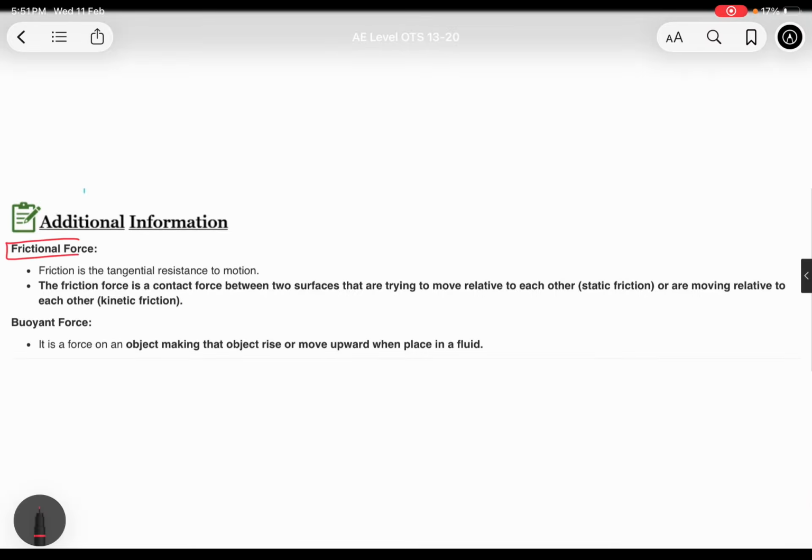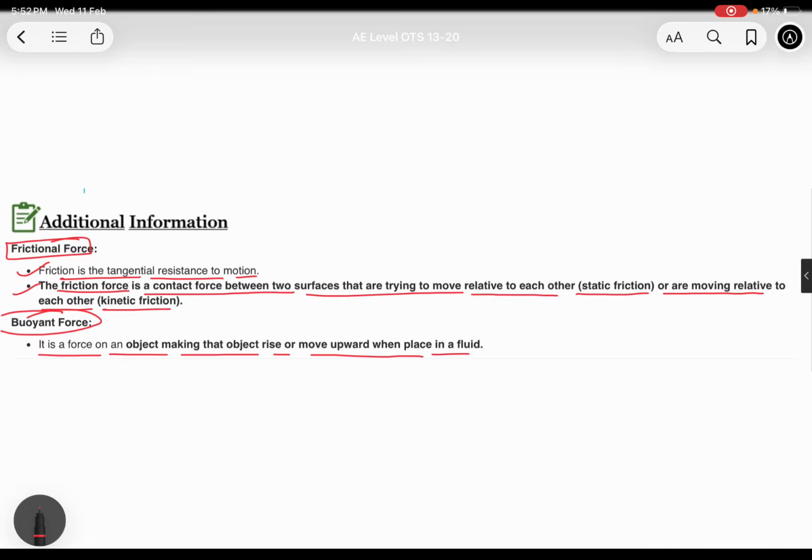Next are the frictional forces. Friction is the tangential resistance to motion. The friction force is a contact force between two surfaces that are trying to move relative to each other. Static friction and kinetic friction. Next, the buoyant force: it is the force on an object making the object rise or move upward when placed in a fluid.